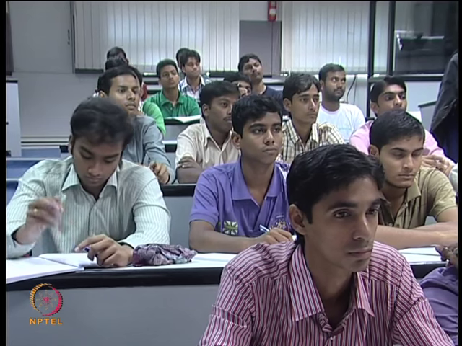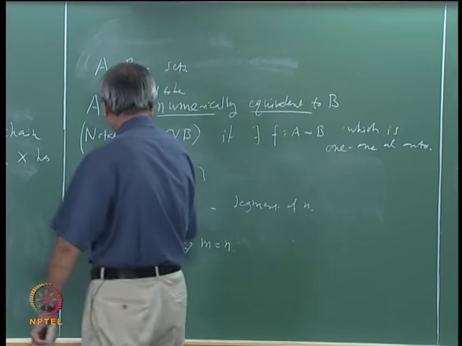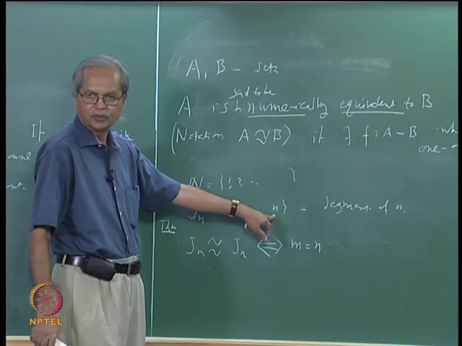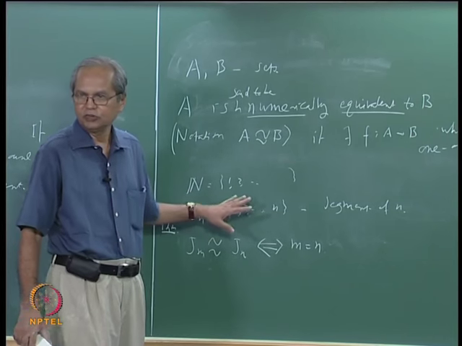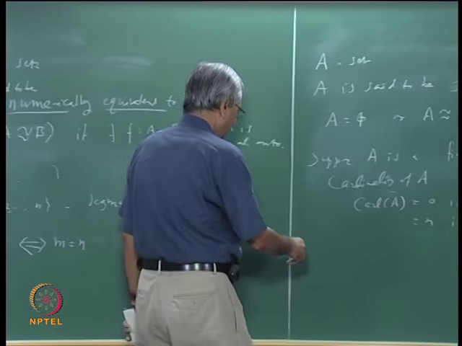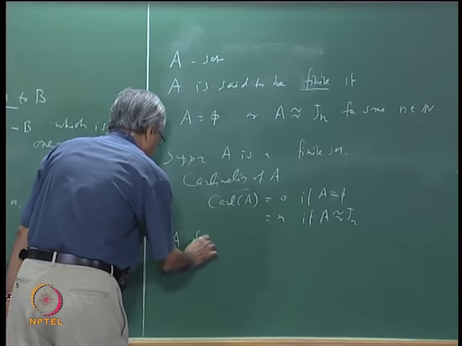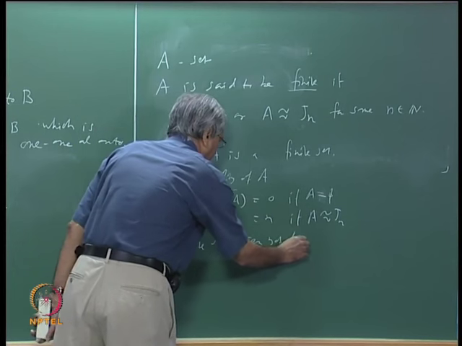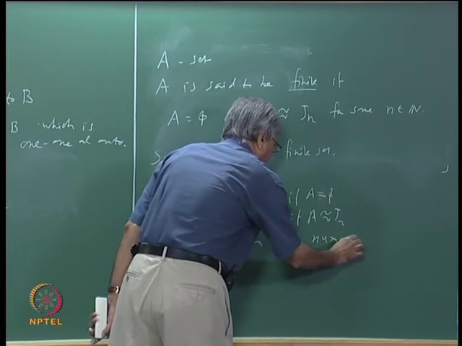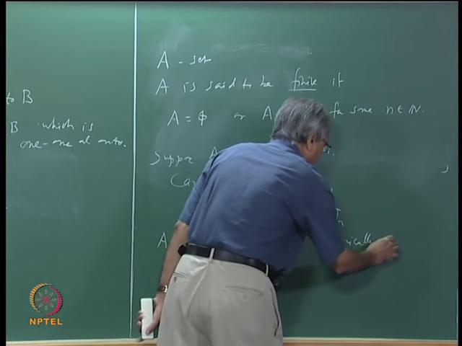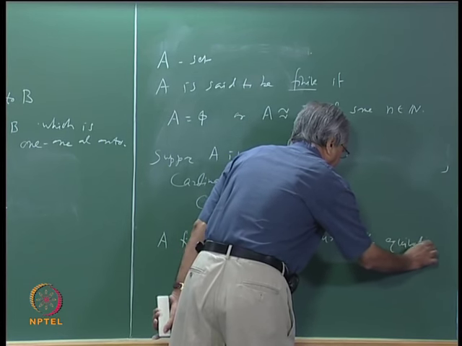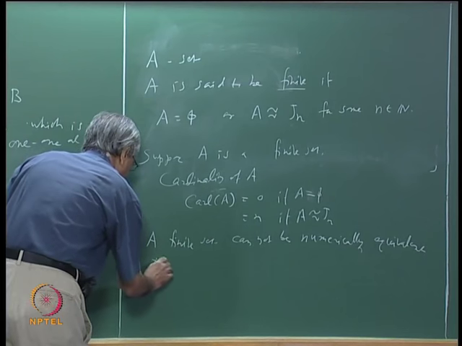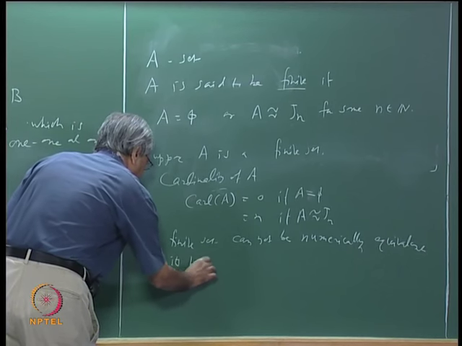Of course, one can first show it here. In fact, it follows from here. If you take any proper subset of this, it will be numerically equivalent to some Zm where M is different from N, and hence there can be no bijection between those two sets. So let us just make this observation: a finite set cannot be numerically equivalent to its proper subset.